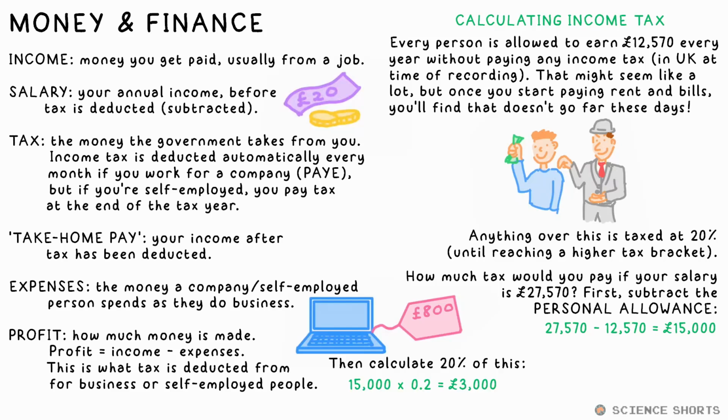So let's do the calculation. 15,000 times 0.2, that's 20% in decimal form because we can't just use percentages in calculations, that's equal to £3,000. So taking that away from the total income, you're left with £24,570. There are also higher tax rates too if you earn even more money.